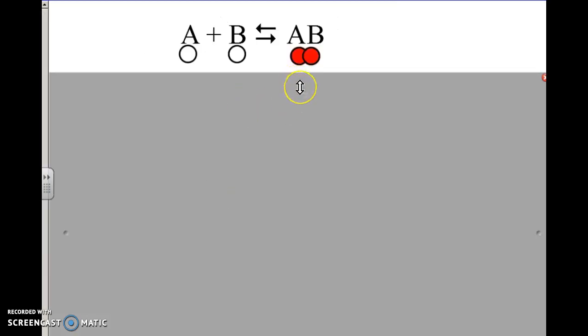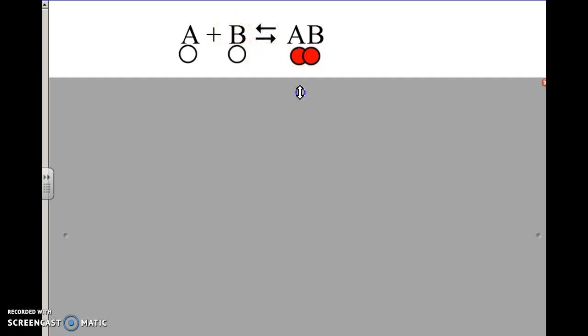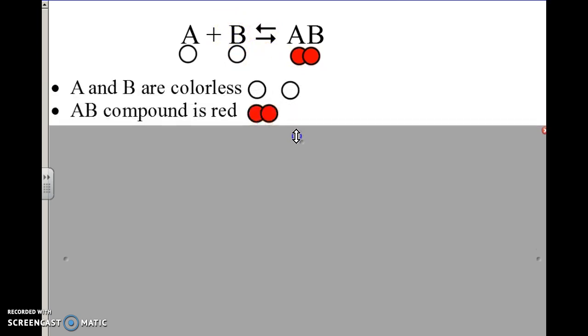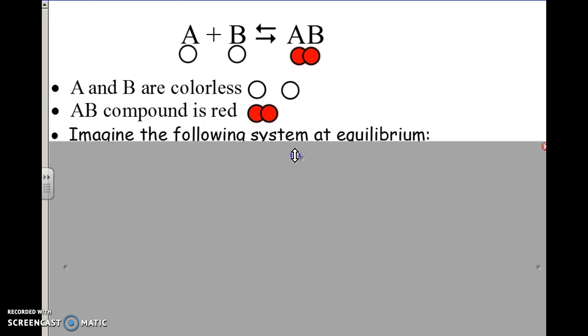So in this instance, we have 2 chemicals. We have A and we have B, and they come together to make AB, which is a red compound. So A and B are colorless. AB compound is red in color.